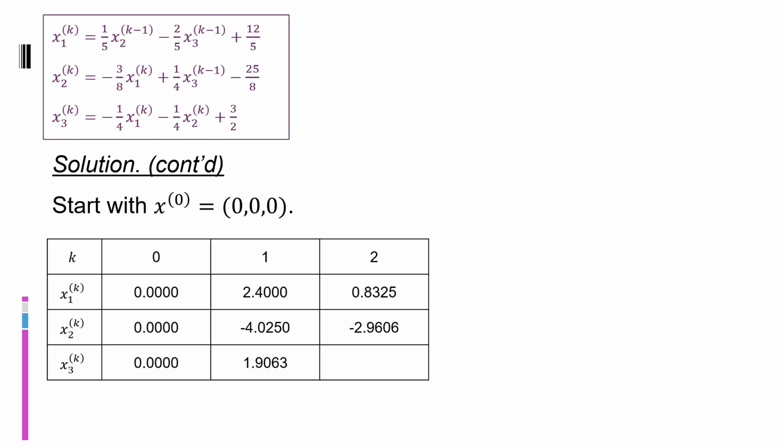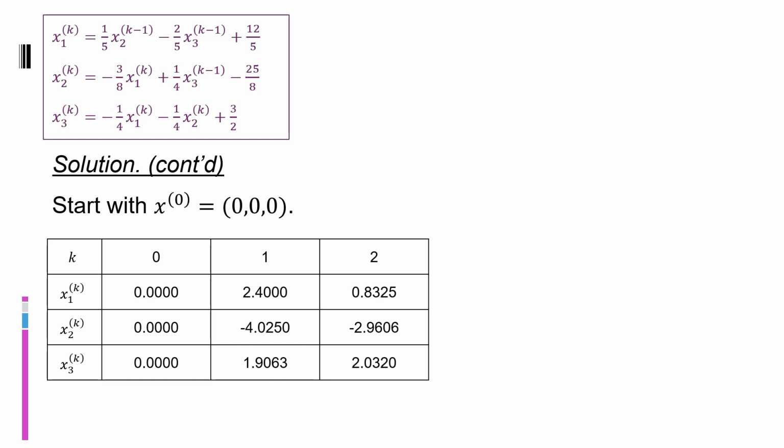2.9606. And for our x sub 3, ito naman yung gagamitin nating x sub 1 at ito yung gagamitin nating x sub 2. So we have negative 1/4 times 0.8325 minus 1/4 times negative 2.9606 plus 3 over 2. And that is equal to 2.0320.